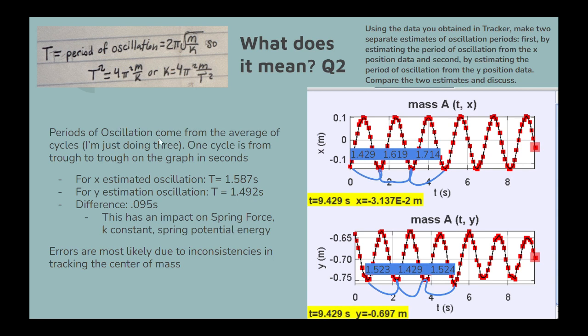Now, making preparations for finding the oscillation period. We can find periods of oscillation from the average of each cycle. Each cycle is measured at a trough, the lowest point. I'm just going to use 3 of them and take the average. The estimated period for x is this value right here, and the estimated period for y is this value right here.